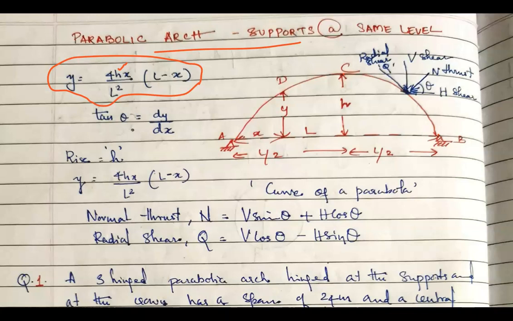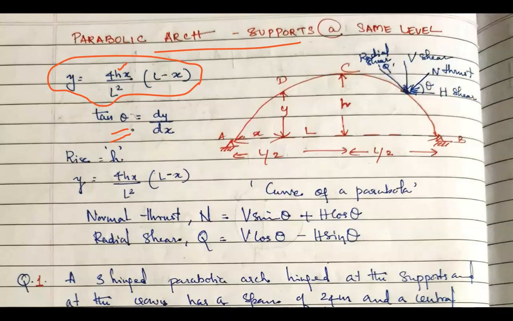Now you have the next equation, tan theta, because we need to calculate tan theta in certain cases. So tan theta is dy by dx. You have your y equation as 4hx by L square into (L minus x). Differentiating that y with respect to x will give you tan theta, and you can calculate theta.